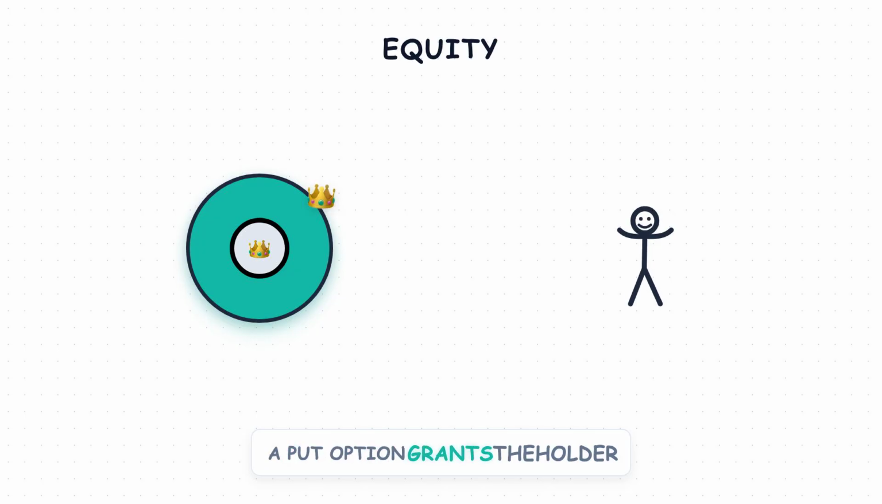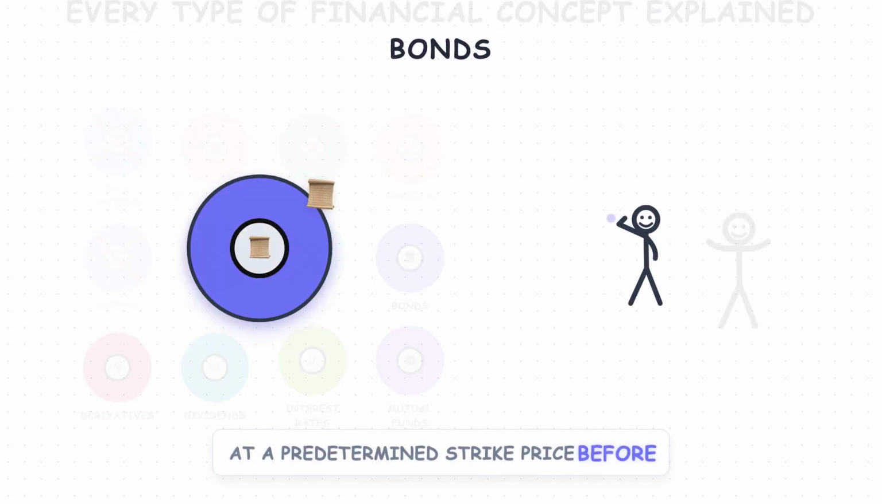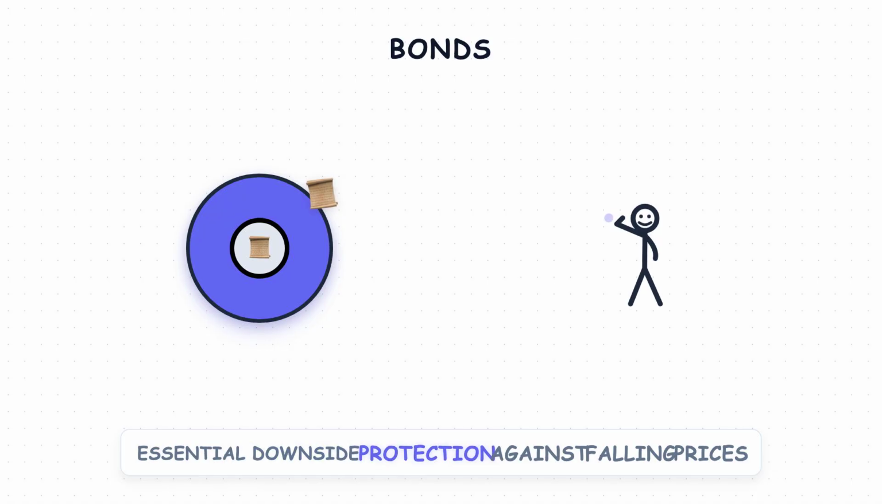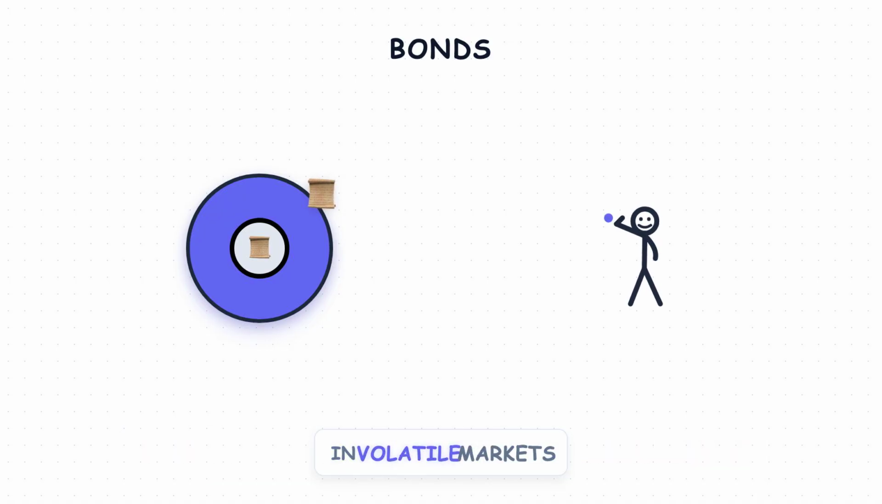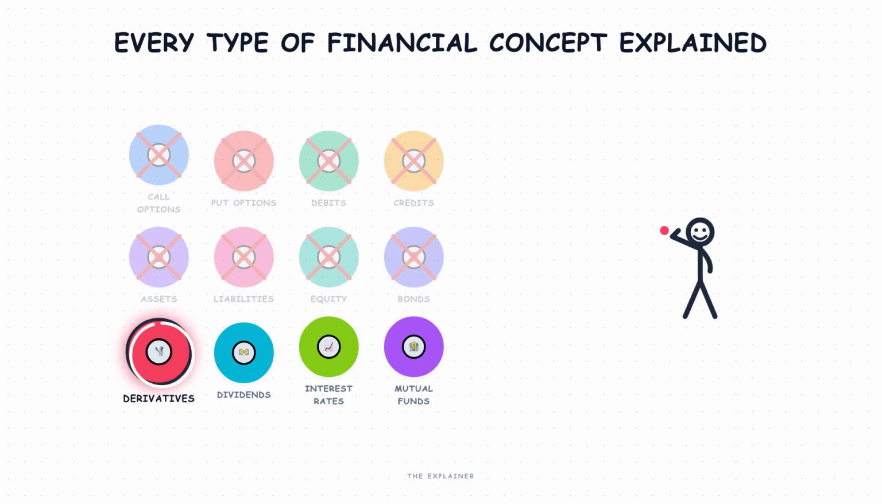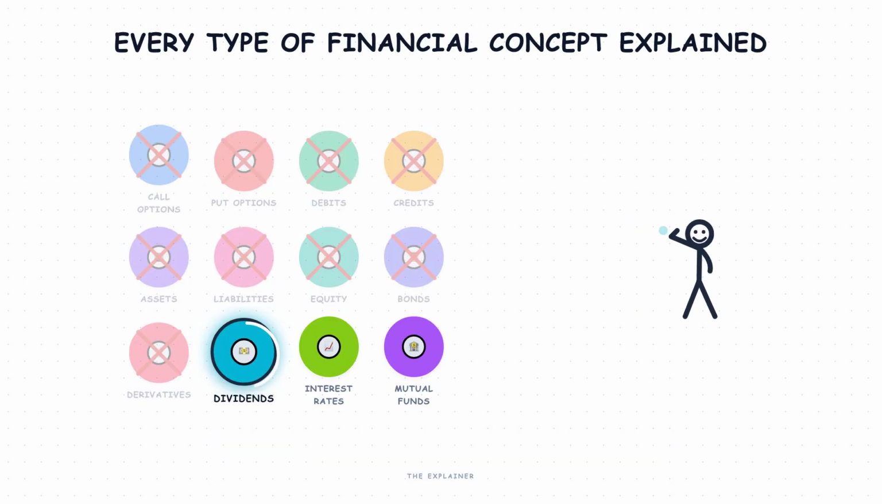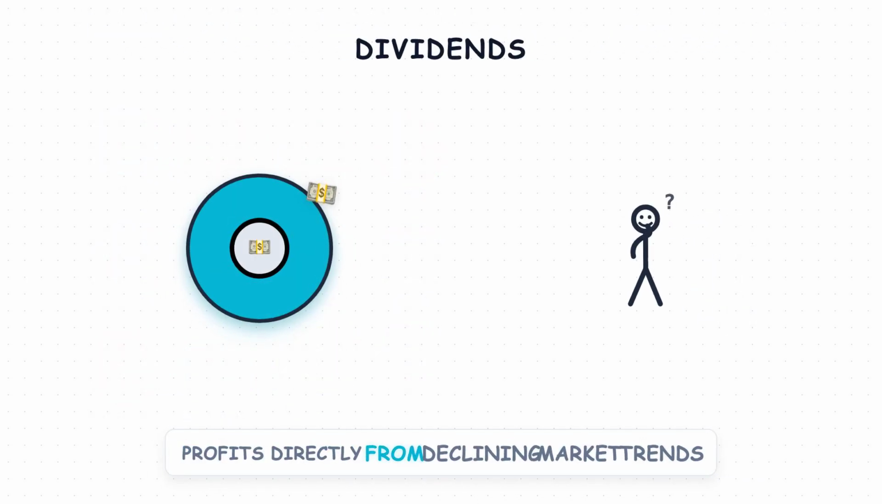A put option grants the holder the right to sell an asset at a predetermined strike price before the expiration date. This contract provides essential downside protection against falling prices in volatile markets. Investors purchase puts as insurance for their stock portfolios, ensuring they can exit positions at a locked price. Speculators also buy puts to generate profits directly from declining market trends and corporate crashes.